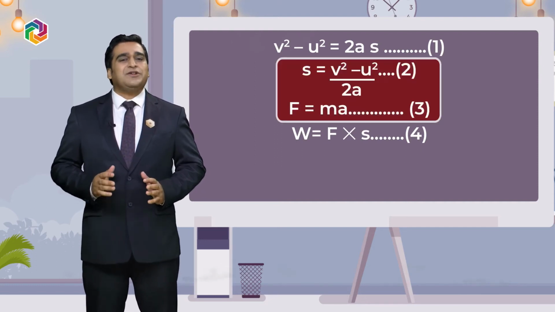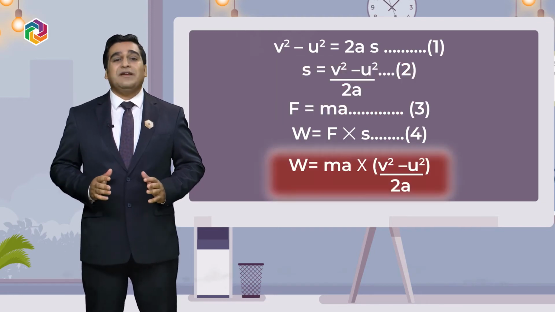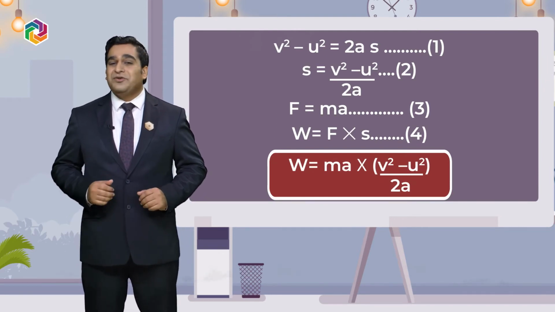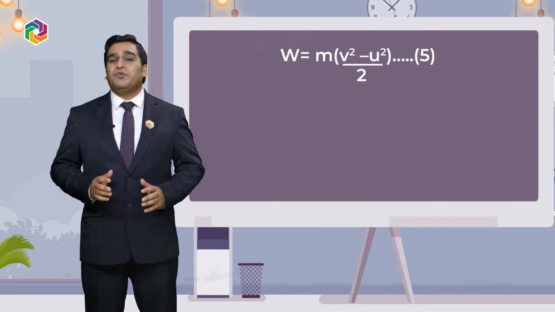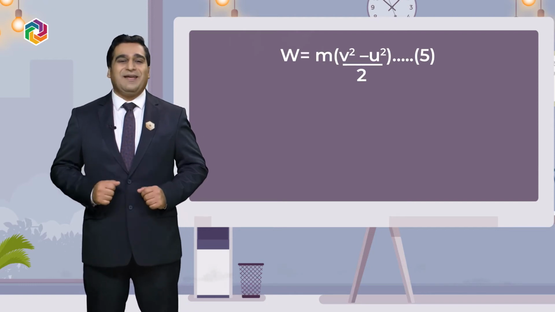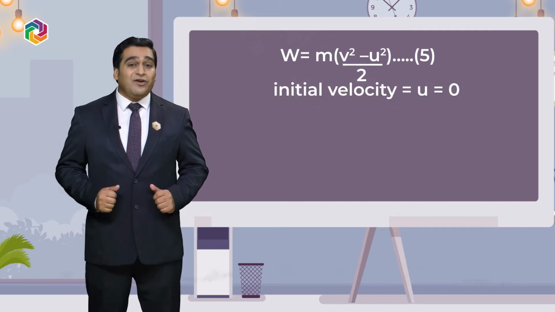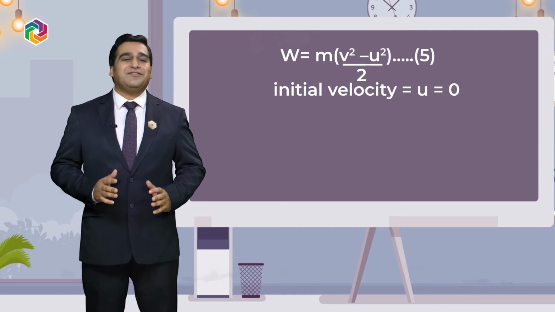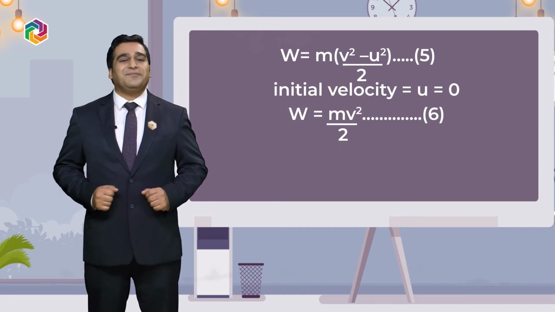Now using equations 2 and 3 and substituting them in 4, we get W equals ma times v square minus u square divided by 2a, or W equals m times v square minus u square divided by 2. This is after cancelling a. If the object was initially at rest, then its initial velocity u is equal to 0. Then the above equation reduces to W equals mv square divided by 2.